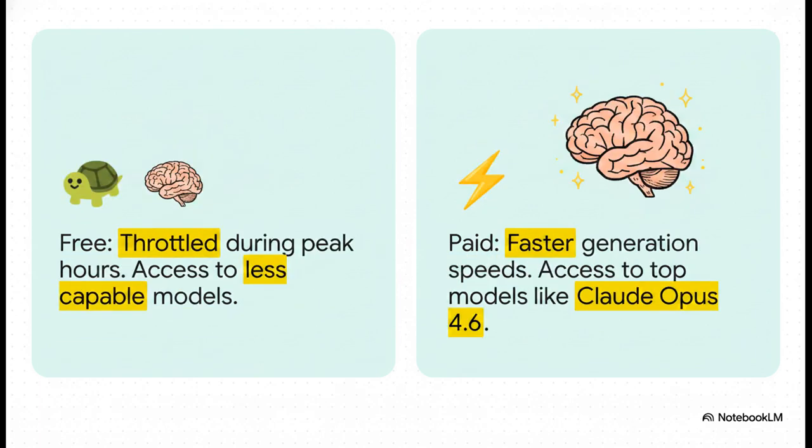The next cost is performance. Free tiers are often slowed down during busy times, which means slower speeds for you. And this is a big one, you often don't even get access to the company's best AI model. The most powerful versions, like Claude's top-tier Opus model, are kept behind the paywall for paying customers.